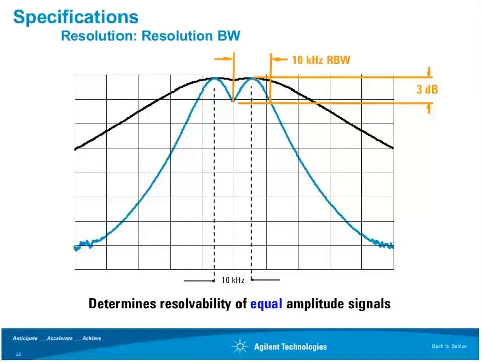If I use a narrower filter, let's say a 10 kilohertz bandwidth filter, then we get a more distinct response. In this case, you would see a 3 dB dip in between those two signals because of the 10 kilohertz bandwidth selected. So if I have two signals of equal amplitude and I select a filter bandwidth equal to the spacing, that allows me to distinguish between those two signals.